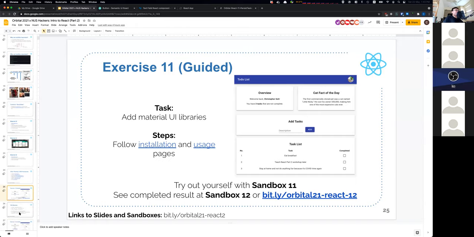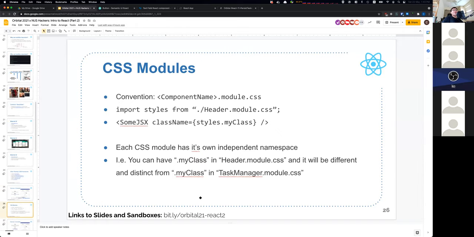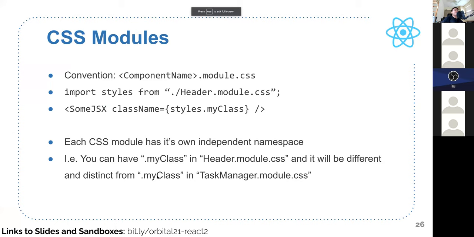Okay. So what you need to know is that CSS usually is a global namespace, which means that suppose I have this class called my class in my header CSS file, and I have another class called my class in my task manager CSS file, they might end up having some conflict with each other, and it might not be exactly sure whose rules are being applied. So that's normal CSS, because CSS has a shared global namespace.